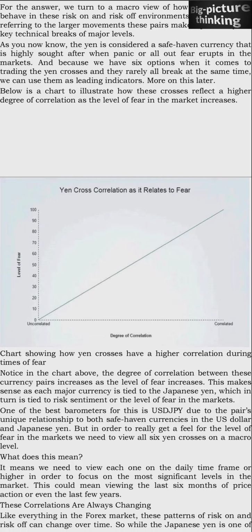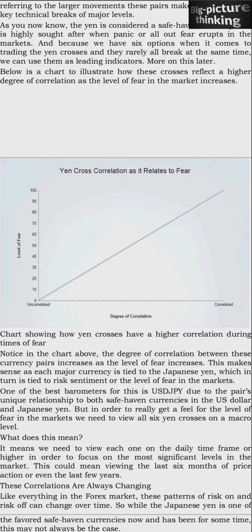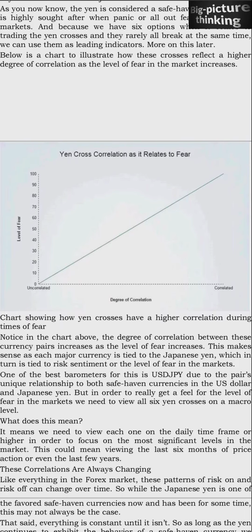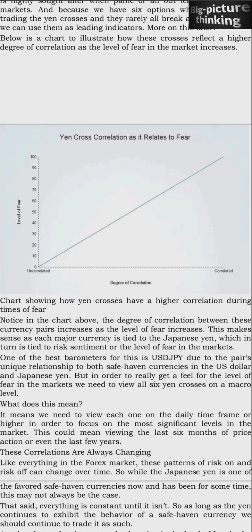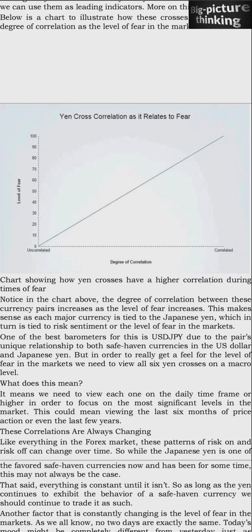Notice in the chart above, the degree of correlation between these currency pairs increases as the level of fear increases. This makes sense as each major currency is tied to the Japanese yen, which in turn is tied to risk sentiment or the level of fear in the markets. One of the best barometers for this is USD JPY due to the pair's unique relationship to both safe haven currencies in the US dollar and Japanese yen.